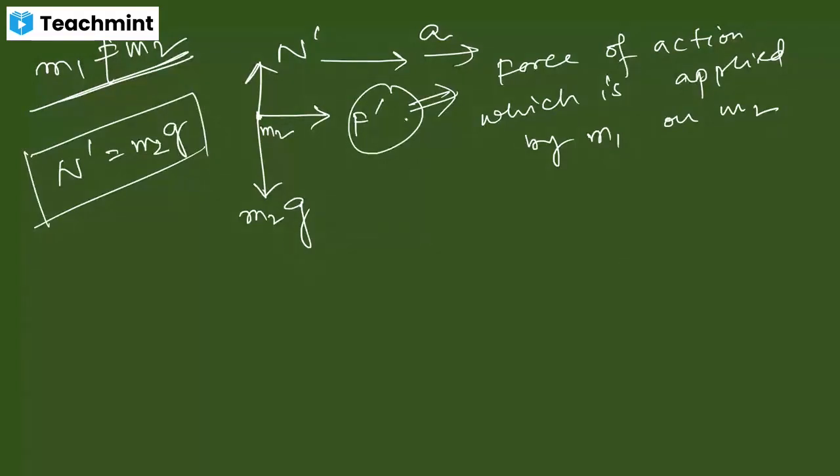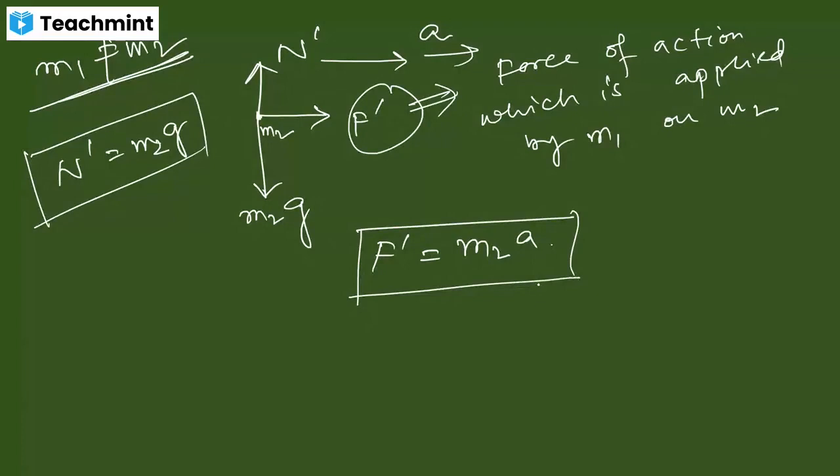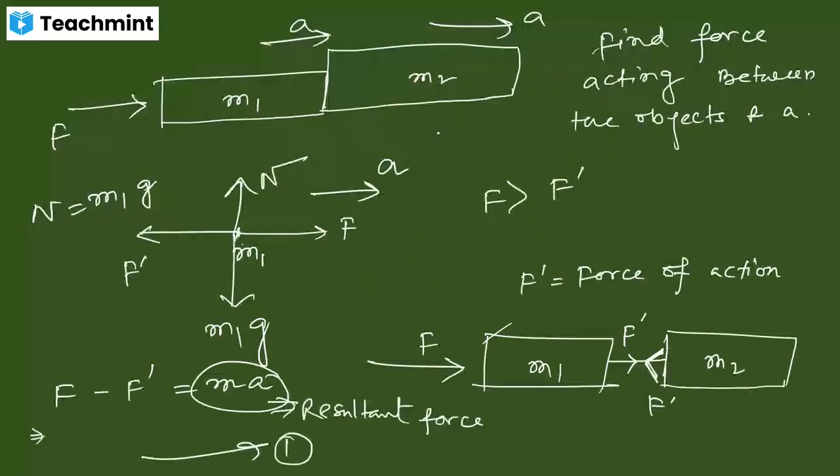Thank you. So here what we can say is that due to the force of action F dash, it is equals to the acceleration of the object. So this F dash is equals to the mass multiplied by the acceleration, right? So F dash we have a value, it is equals to M2 multiplied by A, because due to the application of this force of action, the object is accelerated in the same direction. So we can substitute the value in equation number 1.